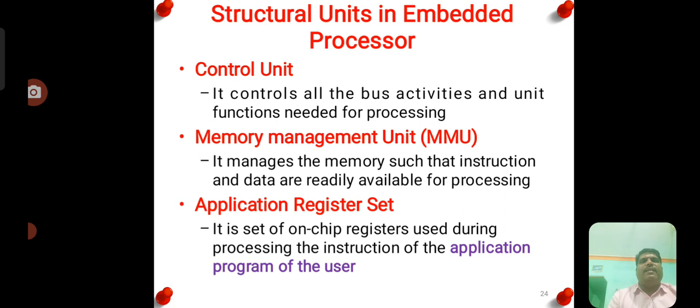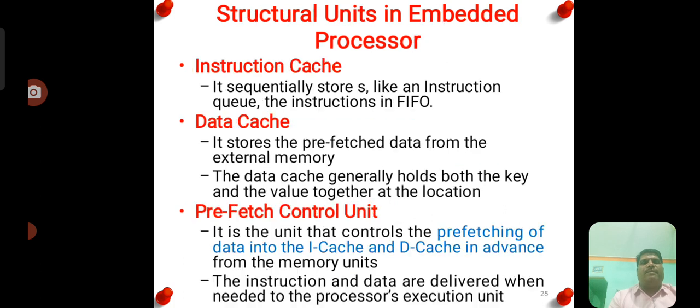Application register set: it is a set of on-chip registers used while processing the instructions of the user's application program. Instruction cache: it sequentially stores, like an instruction queue, the instructions in FIFO order. Data cache: it stores the prefetched data from the external memory. The data cache generally holds both the key and the value together at the location.